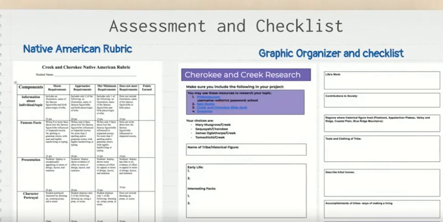There were several assessment pieces used to help the students when creating their project and researching. A Native American rubric was created to judge the students' work and assess their work at the end once their work was finished. Also, a graphic organizer was created so the students could transfer the information from the research onto a graphic organizer where they could see the information.